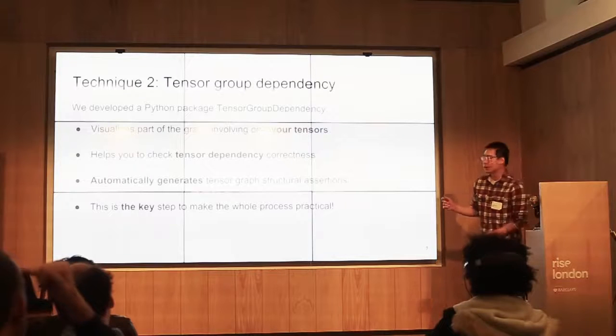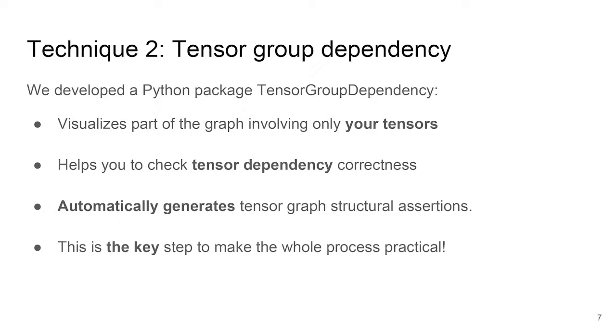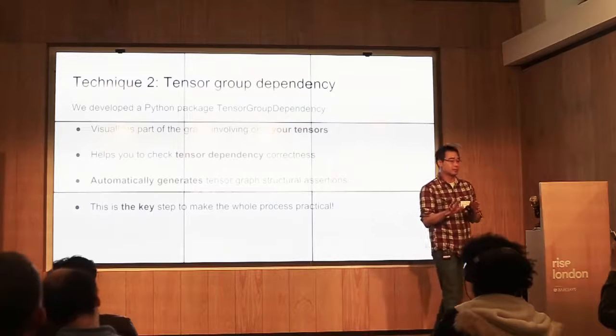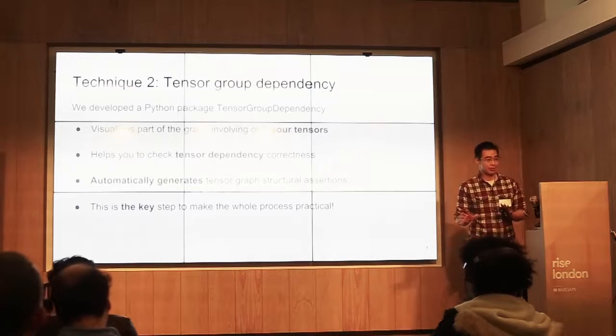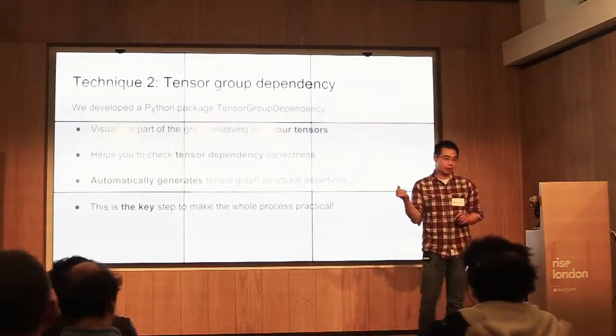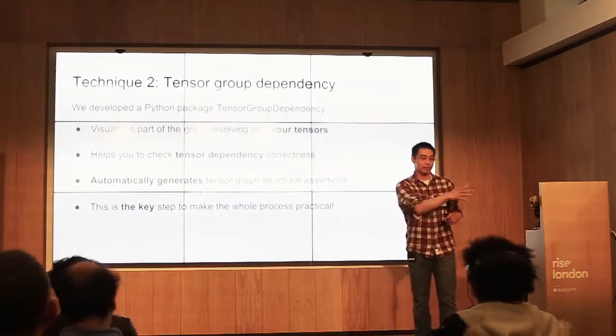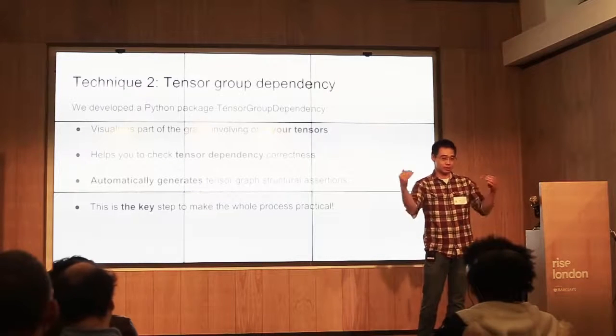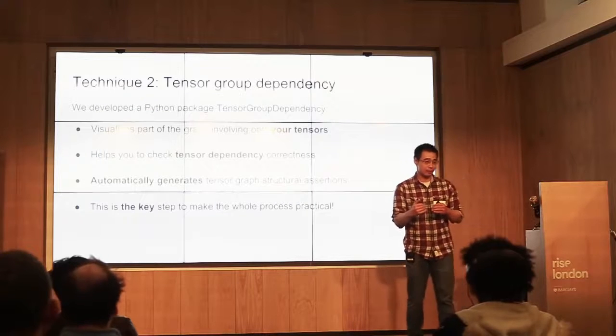However, the insight here is that usually you're only interested in the tensors that you introduce. And you only need to verify the dependency relationship among all these tensors. By dependency, I mean if the value or evaluation of tensor A depends on tensor B and C, you should see edges in your tensor graph.